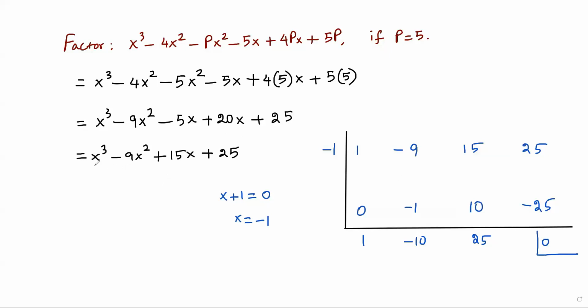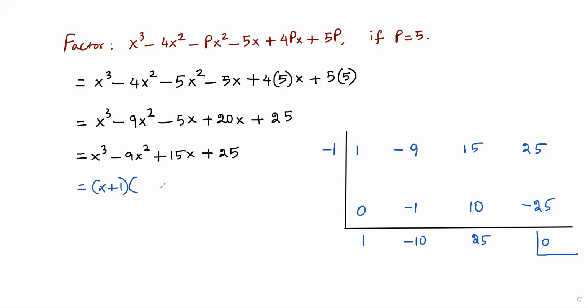Okay, so when I'm trying to divide this cubic expression by the linear expression x plus 1, I'm getting remainder 0. So that means this cubic expression is evenly divisible by this linear expression x plus 1. So we can decide this x plus 1 is a factor of this cubic expression. So we can write the given cubic expression as x plus 1 times something, because we have already decided x plus 1 is a factor, because when I divide this cubic expression by this linear expression using synthetic division, I get 0.